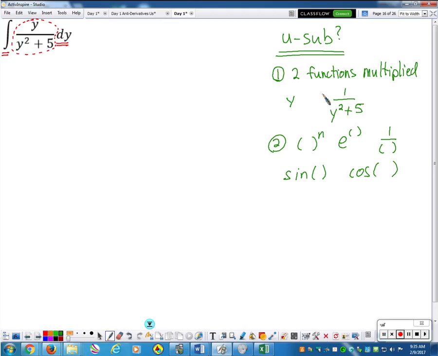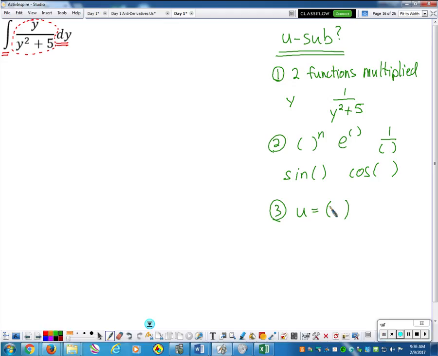Bailey, please. The first one is something to the n, so y is the something, and then 1 over y squared plus 5 would be 1 over something. Nicely done. So if we look at this one, that leads us to the next thought: the u we choose is always the something. Remembering that this little parenthesis thing, you're not going to see in a book or online. This is just my little way of representing something. We don't always see parentheses.